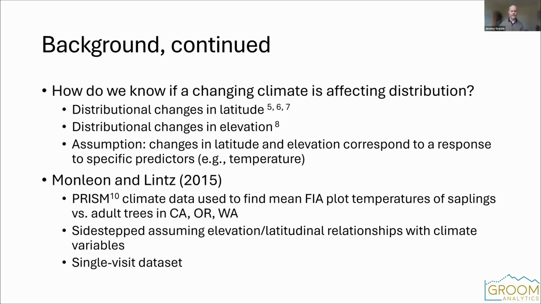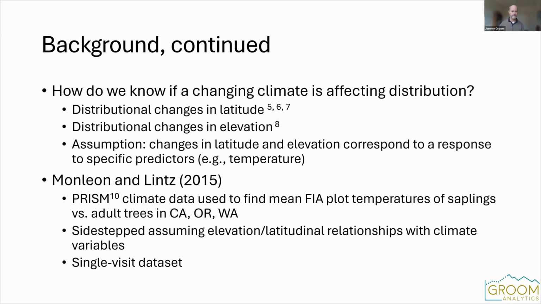So how do we know if a changing climate is affecting distribution? Along the East Coast, there's been some work in the last number of years on looking at distributional changes in latitude and elsewhere, and looking at elevation. And with some assumptions, changes in latitude or elevation correspond to a response to specific climatic predictors.